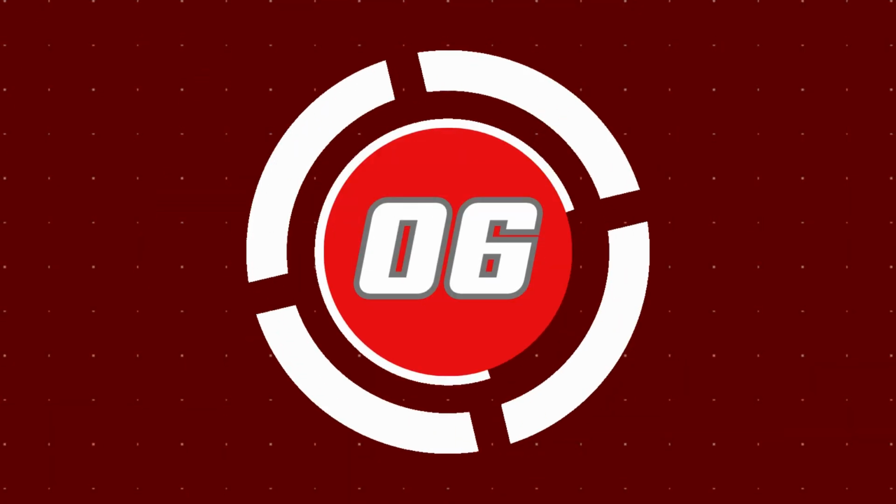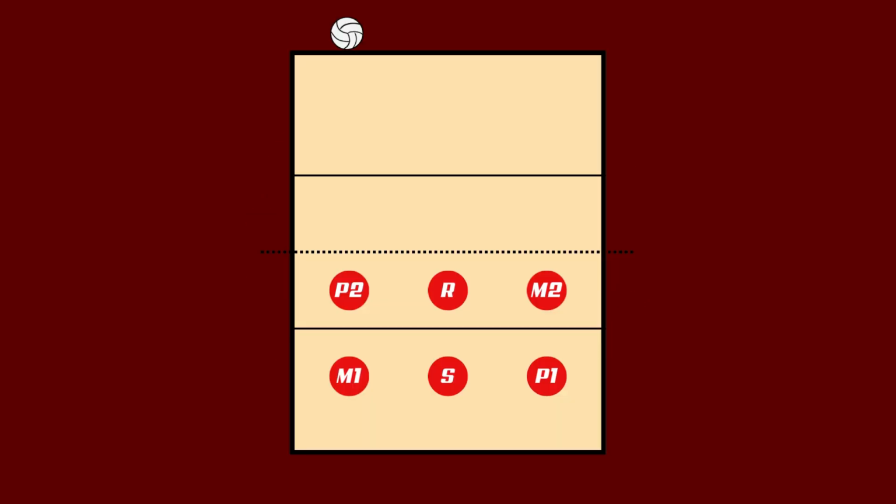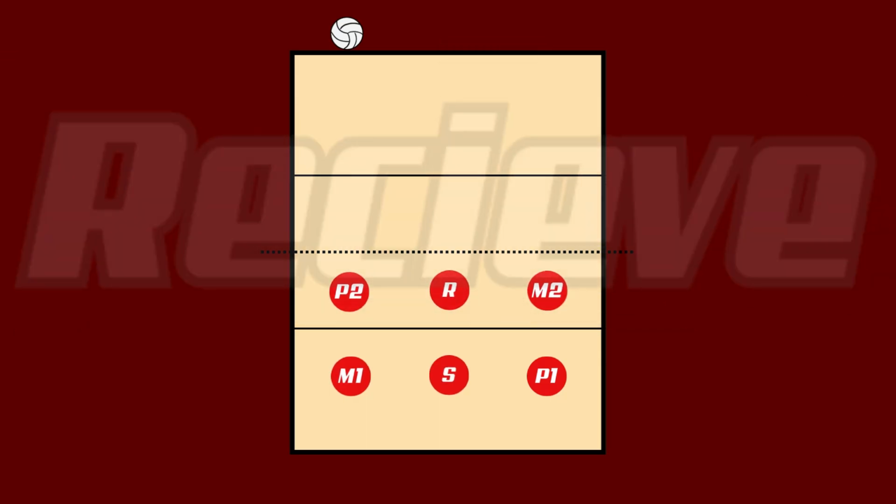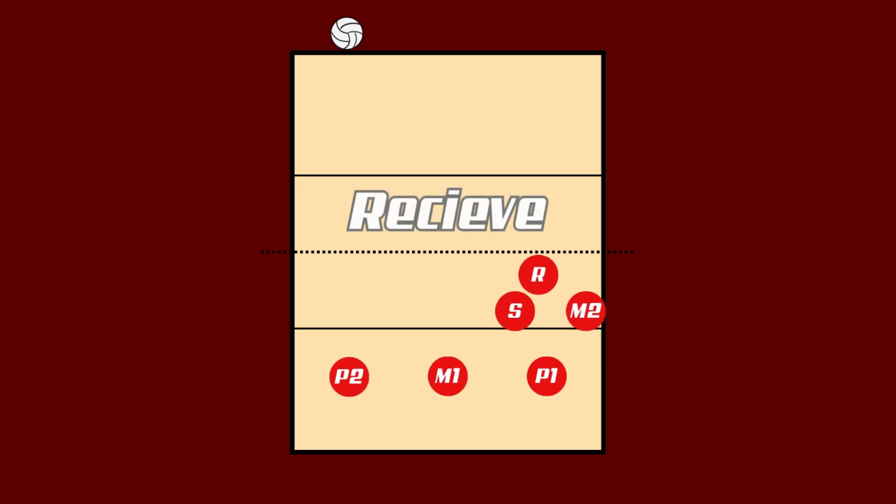Rotation 6. Having rotated one spot, the setter is now in the middle of the back court. To hide them from the first contact, we will have them push up towards the right side. Together with M2, the right side and setter can shift right to prepare for attack. P2 will be required to pass with M1 and P1.